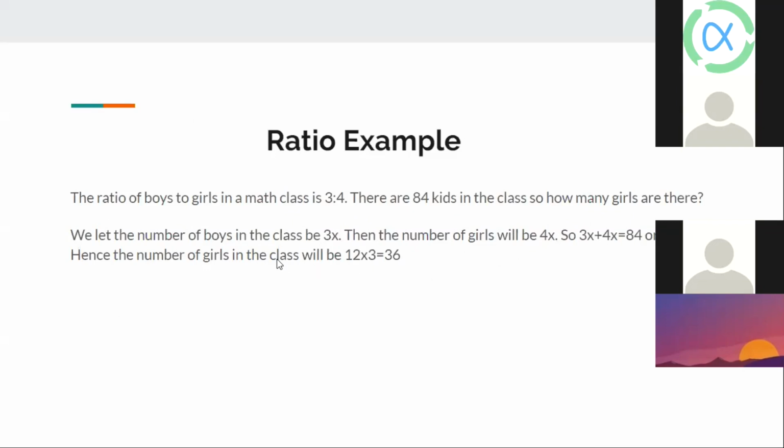And since the number of girls was 4x, it's supposed to be 12 times 4, which is 48, not 36. So 48 girls are in the class.